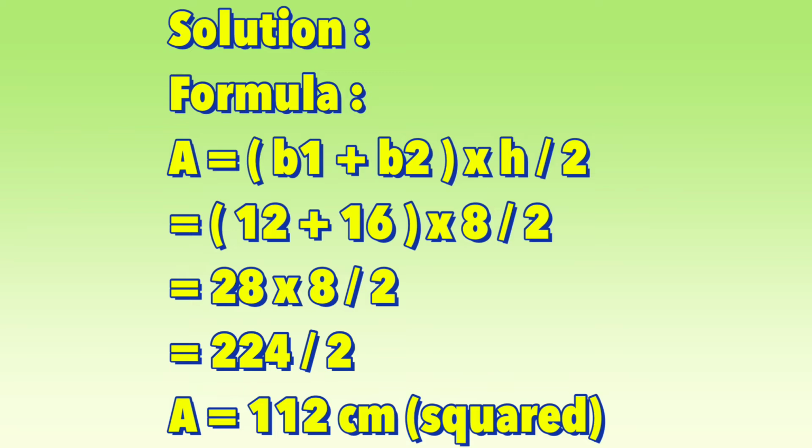So 12 plus 16 equals 28, times 8, divided by 2. So 28 times 8 equals 224, then divided by 2. So 224 divided by 2, we have 112. So therefore, the area now of the trapezoid is 112 square centimeter. Okay.